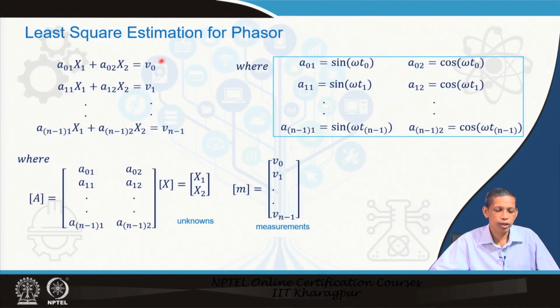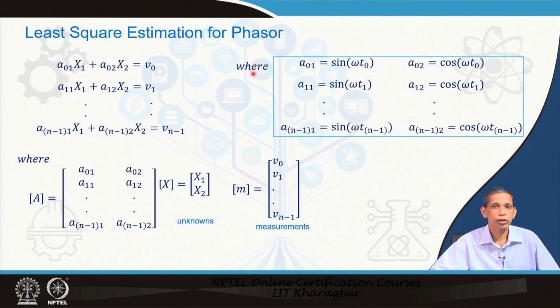Similarly, we can have n number of samples from v naught to v n minus 1 for the considered measurements, and we can relate the corresponding equations from a naught 1 x 1 plus a naught 2 x 2, and like this, for v n minus 1, a n minus 1 1 x 1 plus a n minus 1 2 x 2. Agree? So, this is the set of equations for a set of measurements that we can write, as we formulated for the least square sense also.